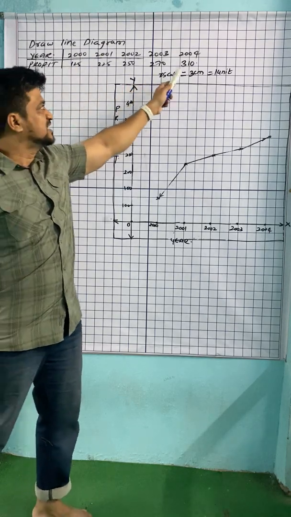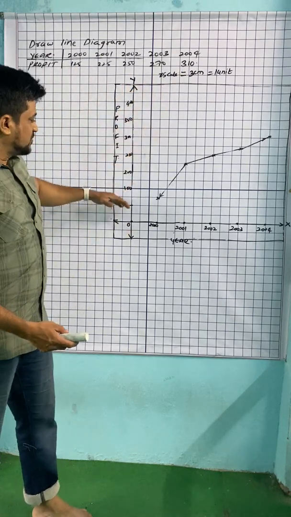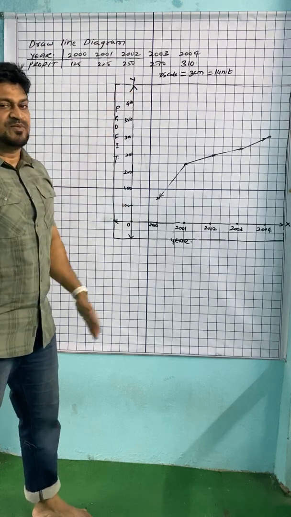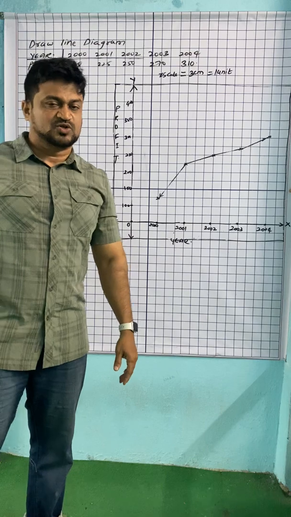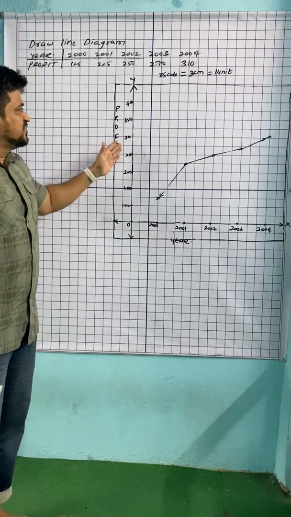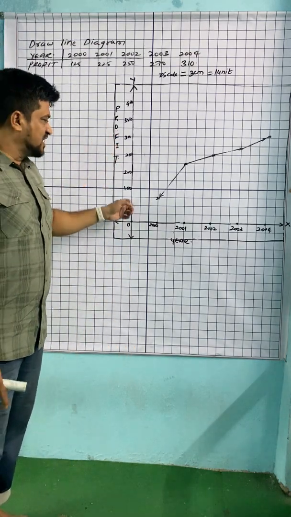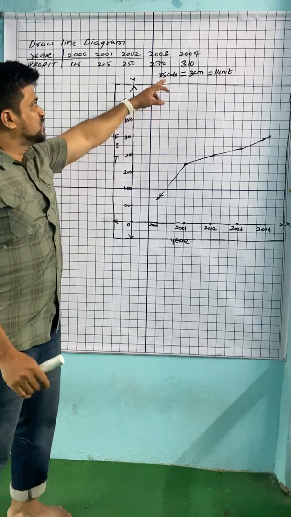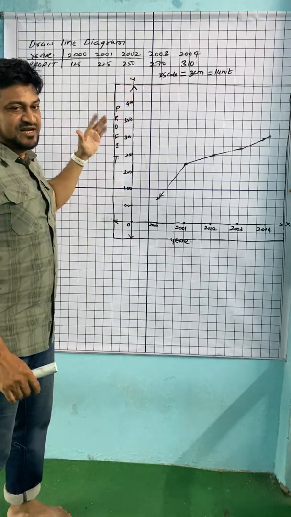Now for the Y scale, first we have to check the least value, which is 125, and the highest value, 310. So I have to write from 125 to 300, and I have to use the maximum graph. So you should find the difference, how much you have to take. I find 50 a standard difference, so I have taken 50 each. You can take a 20 difference also, but you should get that 310 on the Y scale itself.